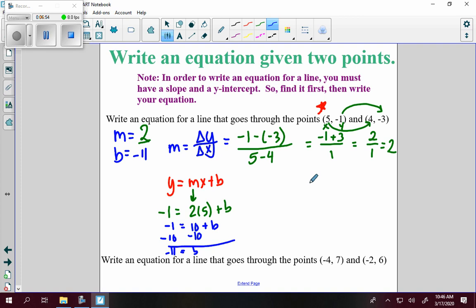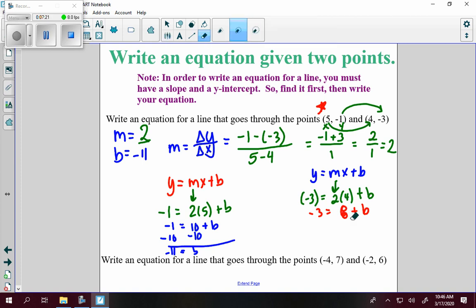If I want to check it with the other one, then I can go y equals mx plus b. My slope is still 2. But now my x is 4, and my y is -3. And when I do the math on that, I have -3 is 6 plus b. Just kidding, 8. 2 times 4 is 8. When I subtract 8 from both sides, I have -11 equals b. Look, -11, -11, perfect.